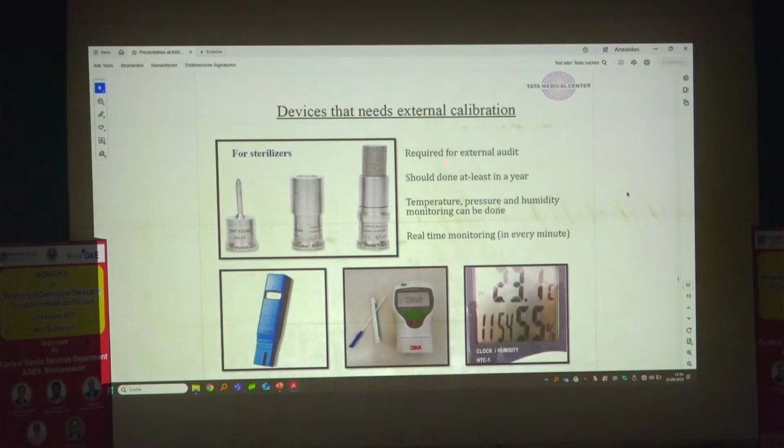Devices that need external calibration, I have included this meter. It is a TDS meter. We send it every year for calibration because it is required for the audit. The things that I have told already, the ATP monitoring devices and the humidity monitoring, the hygrometer. Wherever temperature is related, you have to calibrate it at least once. Otherwise, the auditor can catch you and raise an NC.